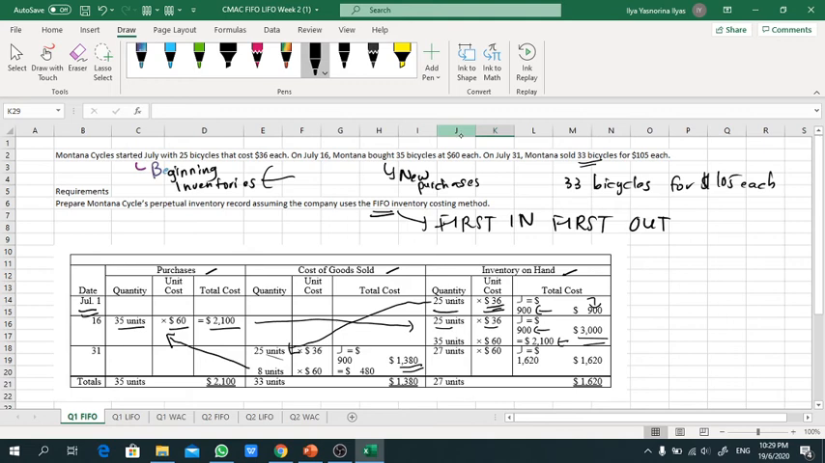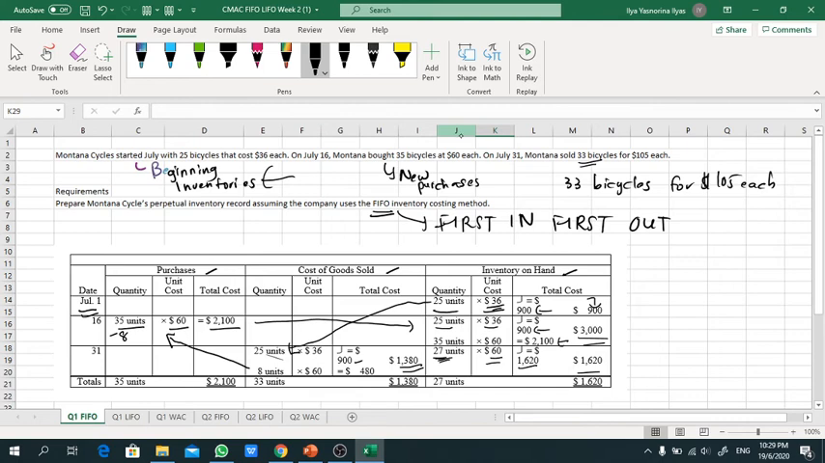So from 900 we take it from here, and the 8 units we take from here, so we get 480. So the total will be 1380. But in inventory on hand we still have 27, because 35 minus 8 units leaves a remaining 27 units, with the cost of 60. So this is our ending inventory.